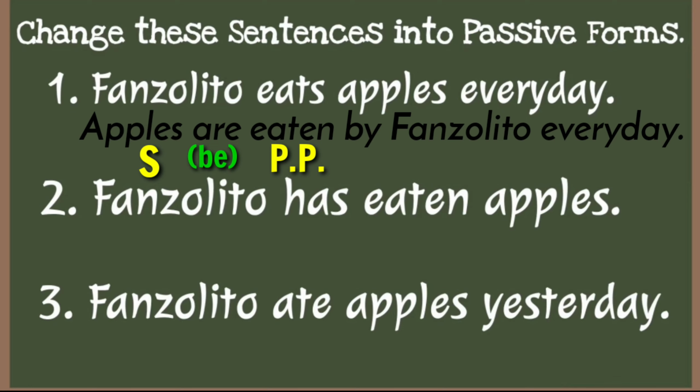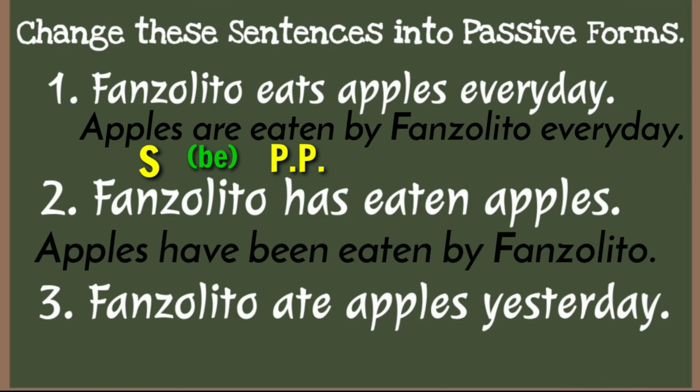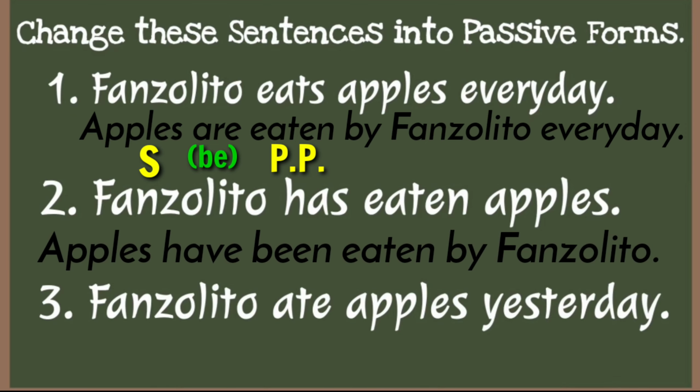Now let's try the second sentence. Have you been able to figure out the passive form of this sentence? I hope so. The passive form is, apples have been eaten by Fanzolito. Again, the structure: apples, the subject, which is the receiver of the action, followed by the be verb have been, and then the past participle form of the verb eat, which is eaten.